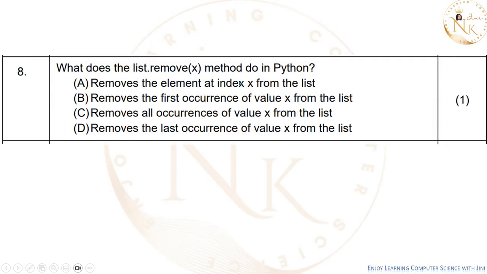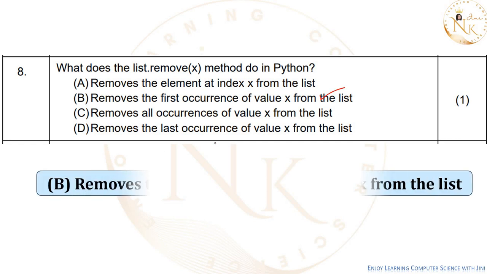Removes the element at index n from the list, no. Removes the first occurrence of value x from the list is the correct option. Okay. So this is your correct answer, B.